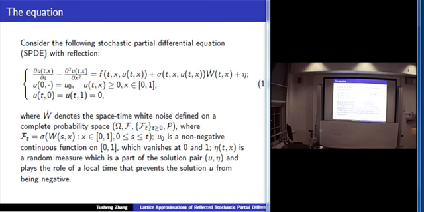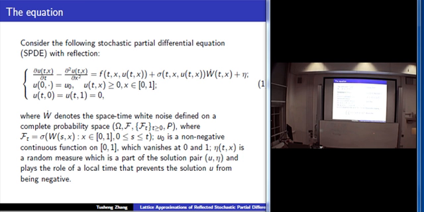Let me define the solution. A pair u and eta is a solution of this equation if u is a continuous random field. This is the time variable, this is the space variable, and it is Ft adapted, Ft being the sigma field generated by this Brownian sheet.